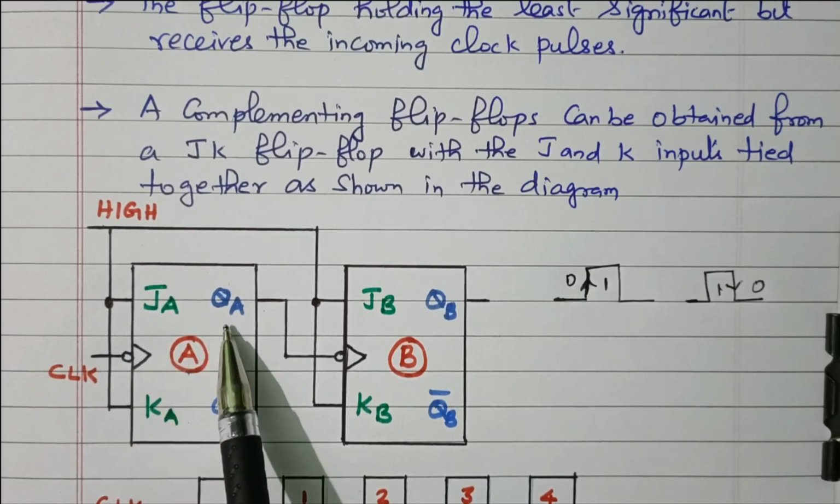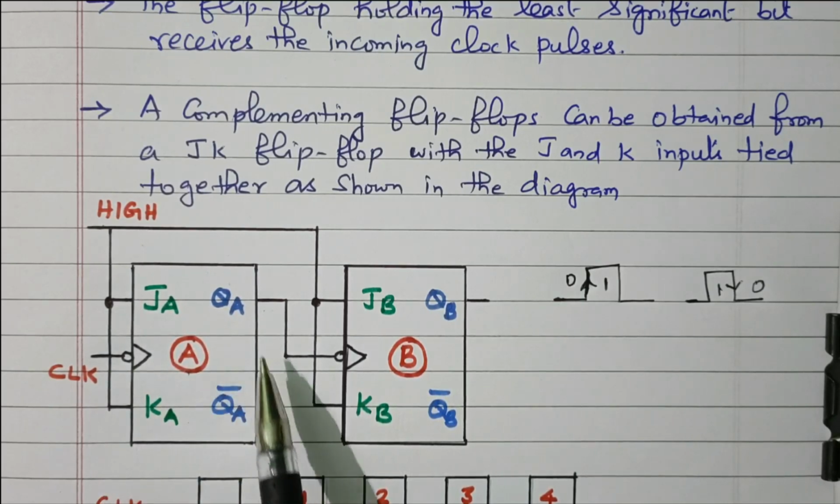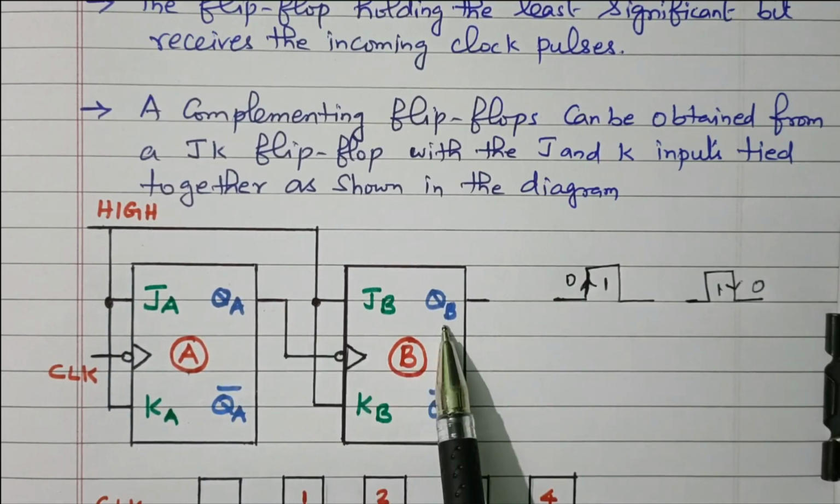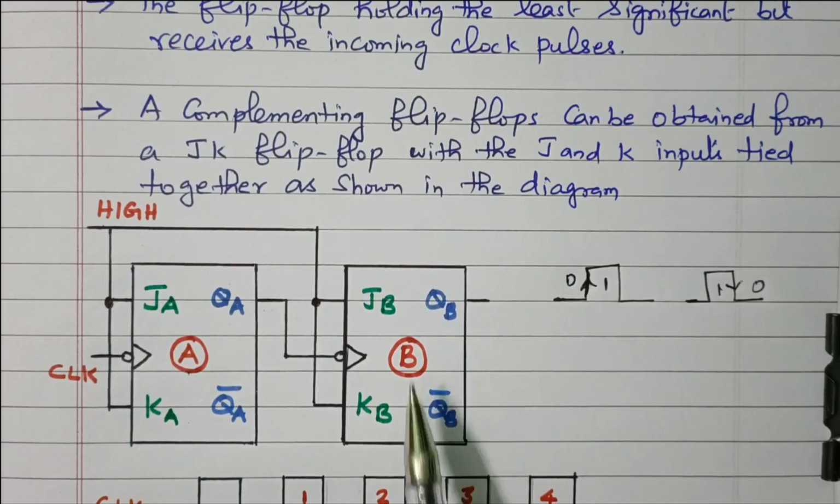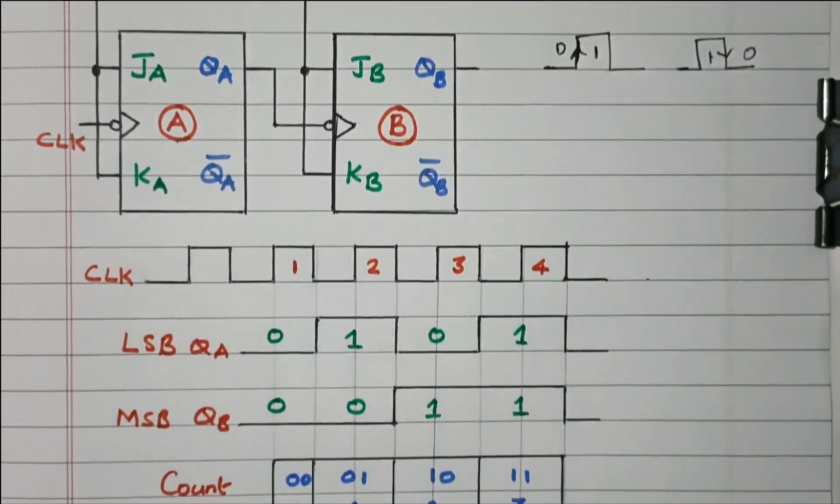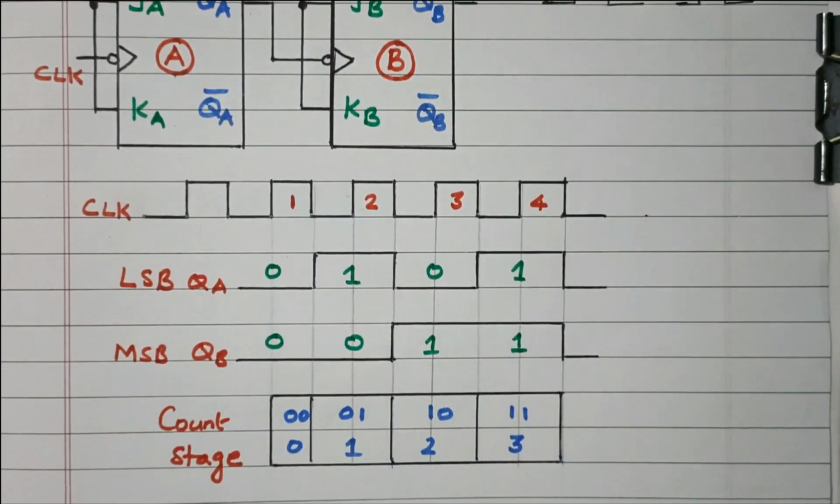Due to the clock pulse, QA changes. For every QA 0, the state of QB will change, right? So based on that, we got the up counter, a 2-bit up counter. 2-bit means 4 combinations: 00, 01, 10, 11. Now we'll see the timing diagram of how we are getting the 4 different combinations of the up counter.